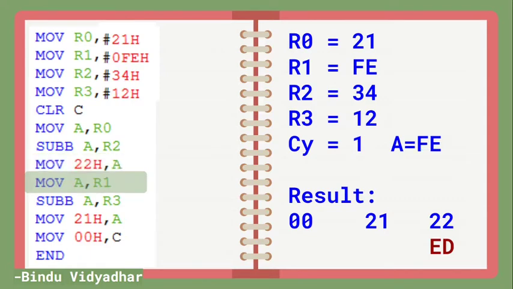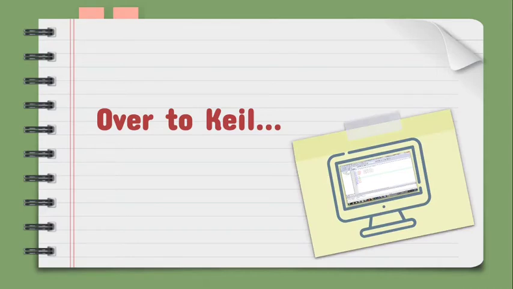Next subtraction begins by loading the higher byte into accumulator. Notice that the carry flag is 1. So the subtraction will be FE minus 1 minus 12, which is EB. The carry flag is cleared because this subtraction did not generate a borrow. EB is stored in memory. Carry bit is stored in 00H location and program terminates. Let's go over to Keil to execute the program with these two examples.